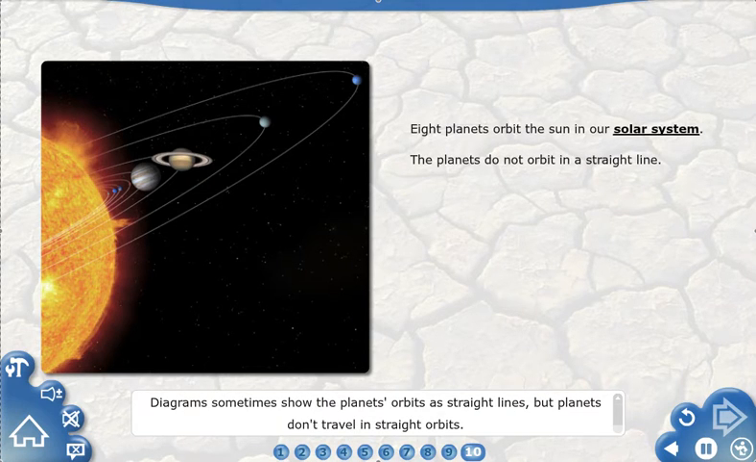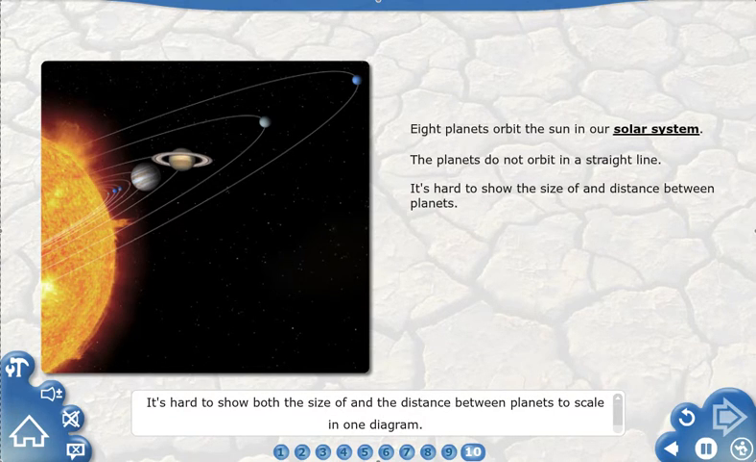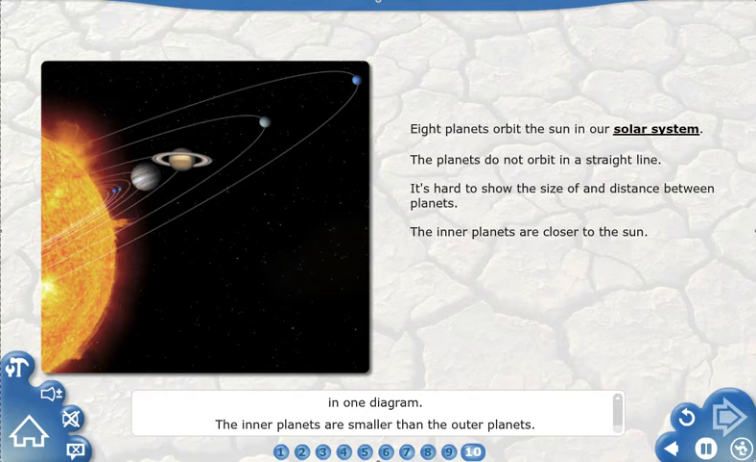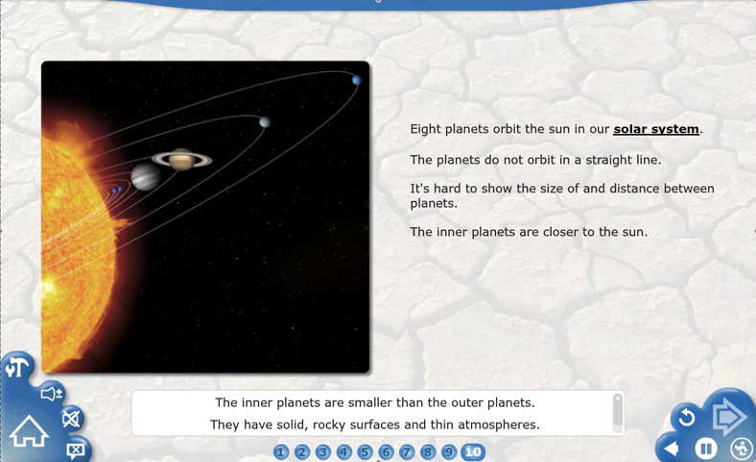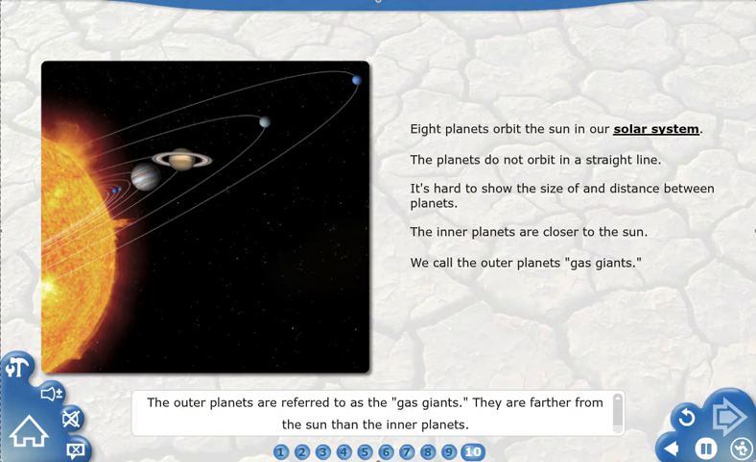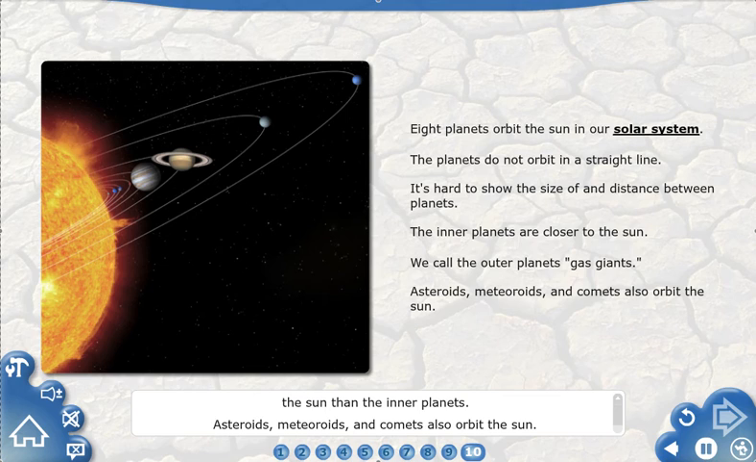Diagrams sometimes show the planets' orbits as straight lines, but planets don't travel in straight orbits. It's hard to show both the size of and the distance between planets to scale in one diagram. The inner planets are smaller than the outer planets. They have solid, rocky surfaces and thin atmospheres. The outer planets are referred to as the gas giants. They are farther from the Sun than the inner planets. Asteroids, meteoroids, and comets also orbit the Sun.